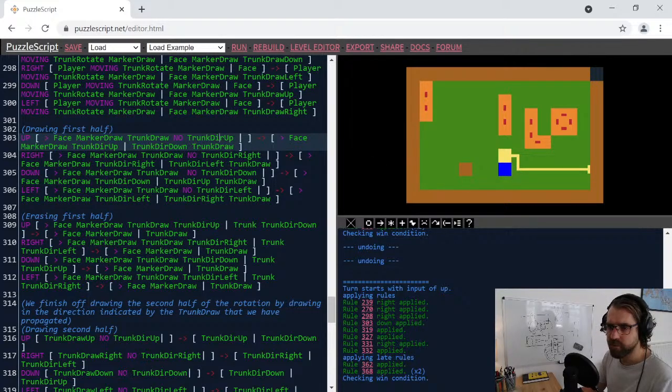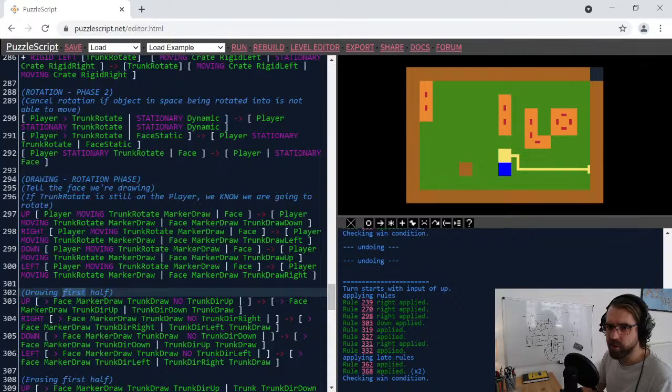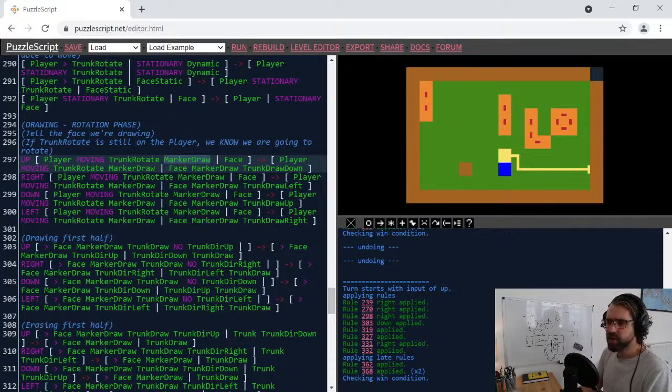Right. That's assuming I've already put the trunk draw. No, the trunk draw is there. Marker draw. What? It's assuming the marker draw is there. Tell the face we're drawing. So that's the marker draw, right? I think. Yeah. Tell the face we're drawing.